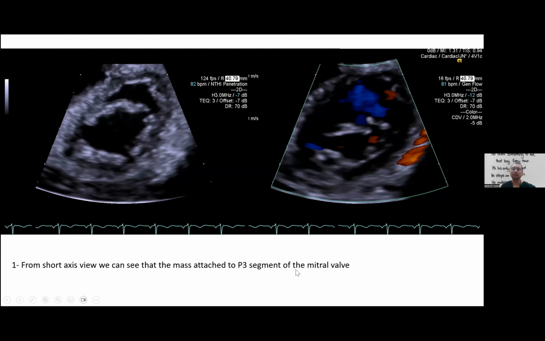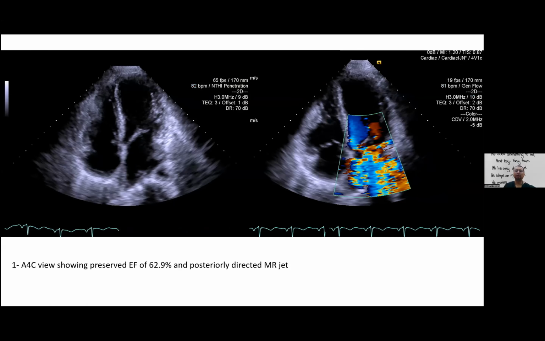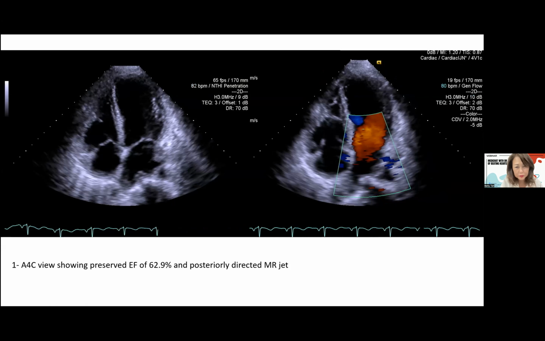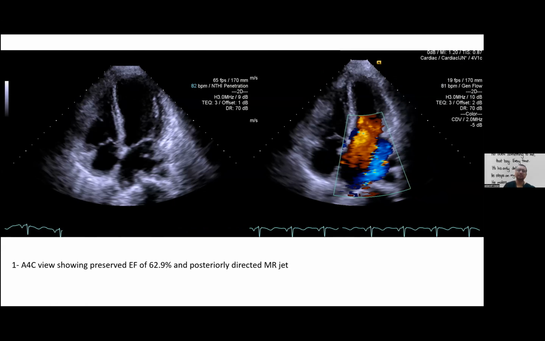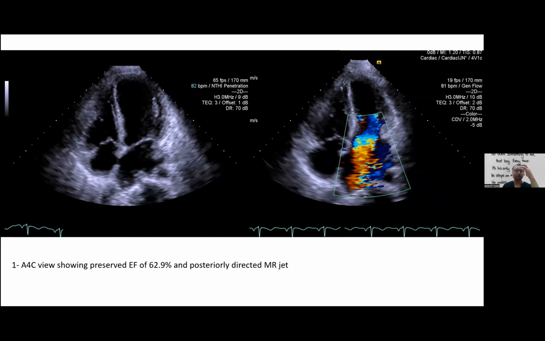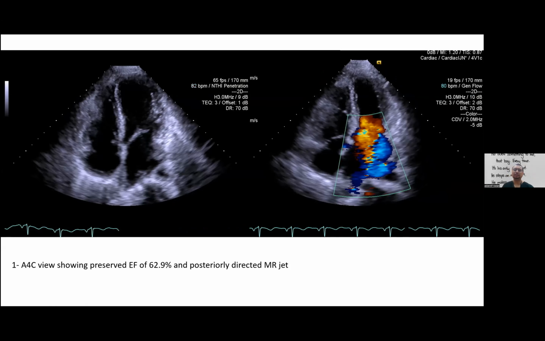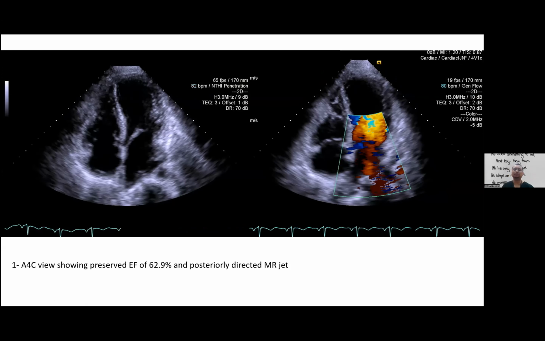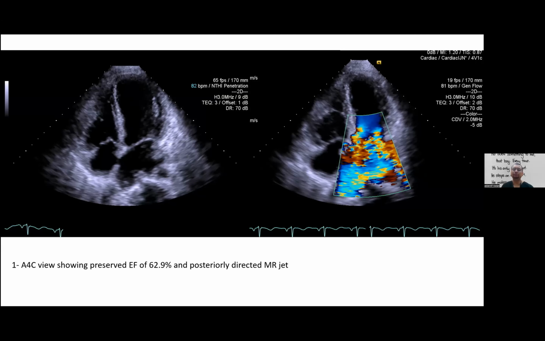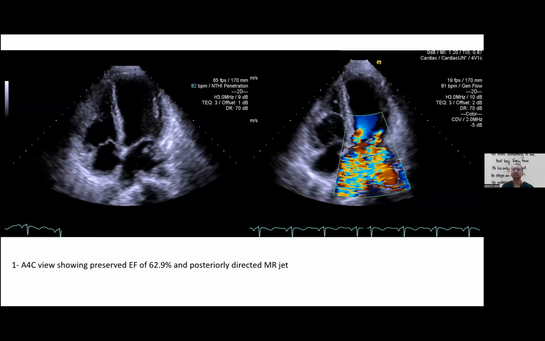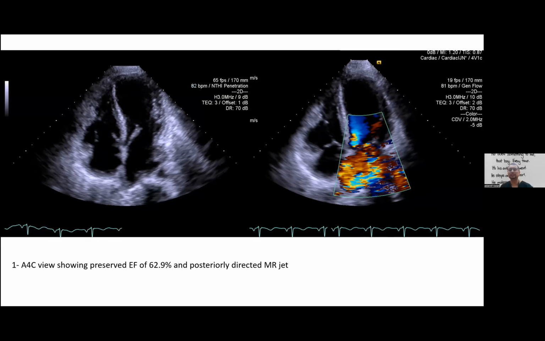So how do we explain the posterior pathology with a posteriorly directed mitral regurgitation? If you look at the apical four-chamber view, you can see a preserved ejection fraction, but torrential, severe mitral regurgitation. The ejection fraction is still preserved at 62.9%. For primary mitral regurgitation, the definition of reduced or depressed ejection fraction is an EF that is less than 60%. And the definition of severe left ventricular dysfunction is an ejection fraction that is less than 45%. So very, very different from other illnesses.